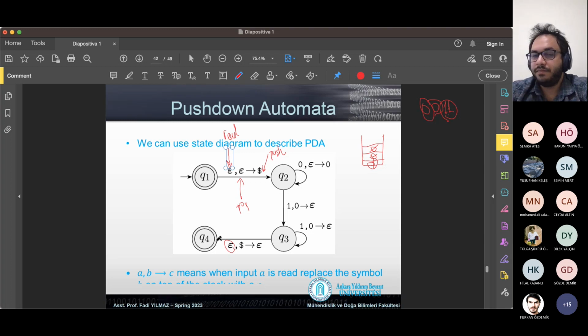At the end, if your stack is empty and your input string is empty, meaning you read all the letters in your string, and you end up in the accept state, then you say this string is accepted by the context-free grammar. Okay, guys?